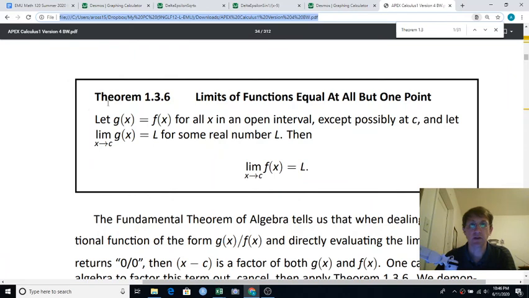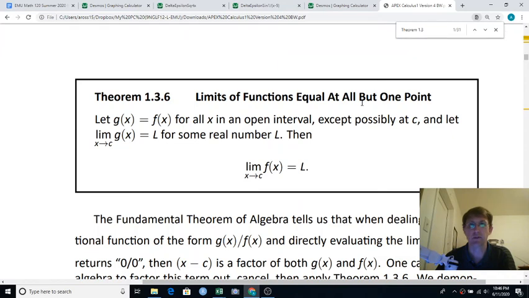So here's our book's version of the matching functions limit law. It's the limits of functions equal at all but one point, which is what matching means, that the functions are equal at all but one point. So I guess you could abbreviate this as LOFEAABOP, or matching functions limit law, MFLL is maybe a little shorter.